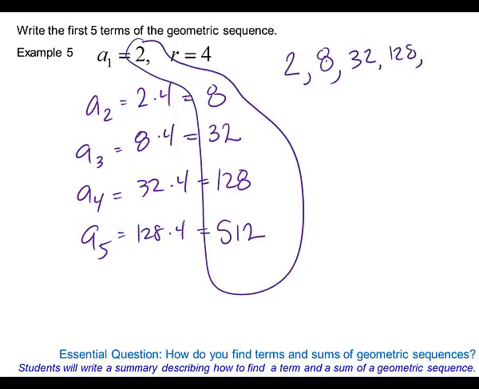I don't necessarily have to write out the work. I'm kind of trying to show you the thought process. But I would just fill in the blanks and write the list if it was me. Okay? All right, so let's look at the next one.